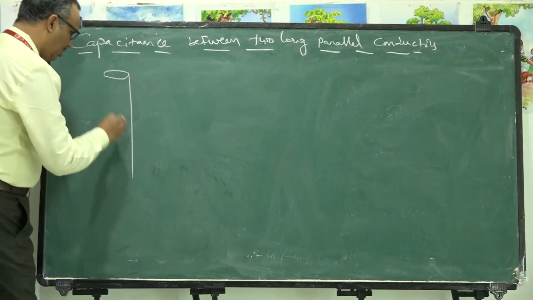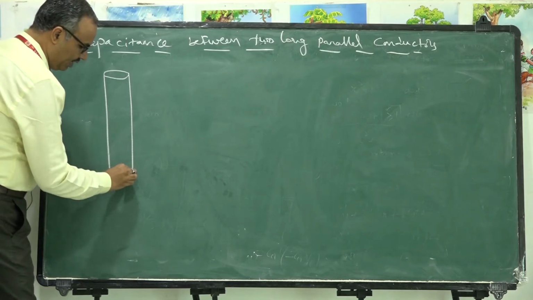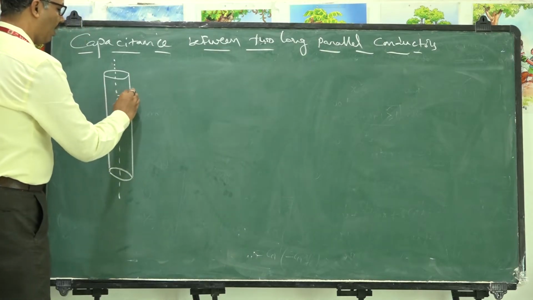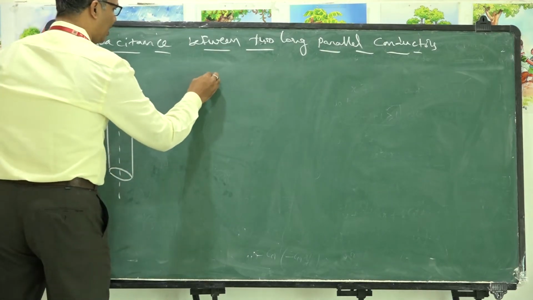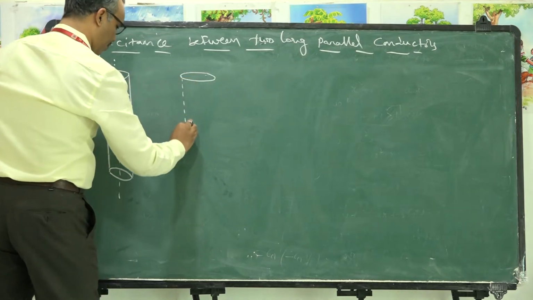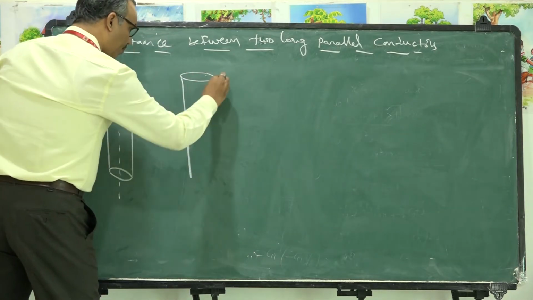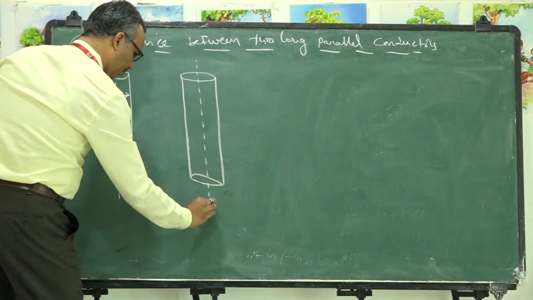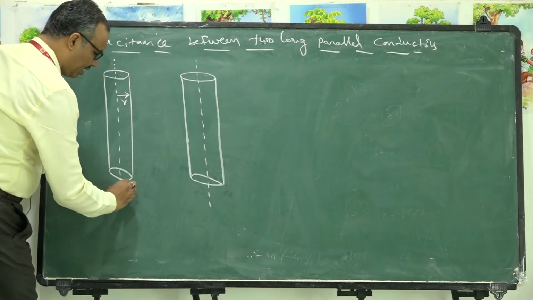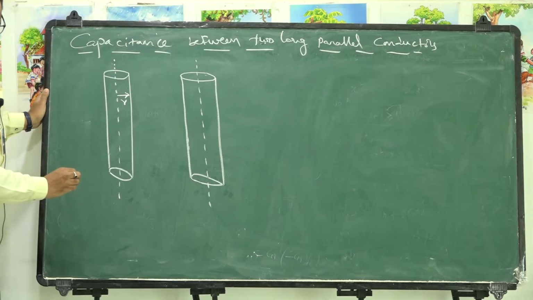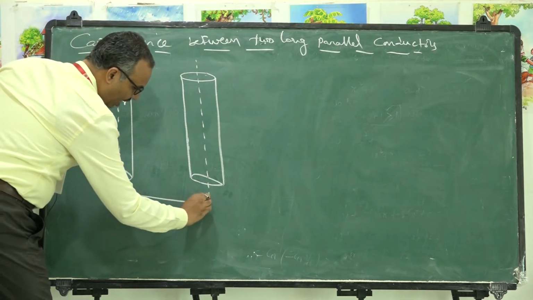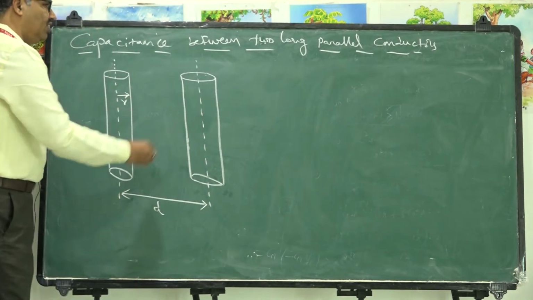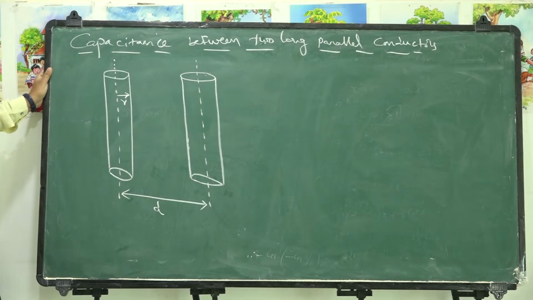Let me take two conductors like this. This is first conductor, whose axis is like this, whose radius is small r. One more similar conductor is here. Its axis is like this. Separation between the two conductors is d. That means separation between the axis of the two conductors is d. Now this combination is acting as a capacitor. I would like to find the capacitance.